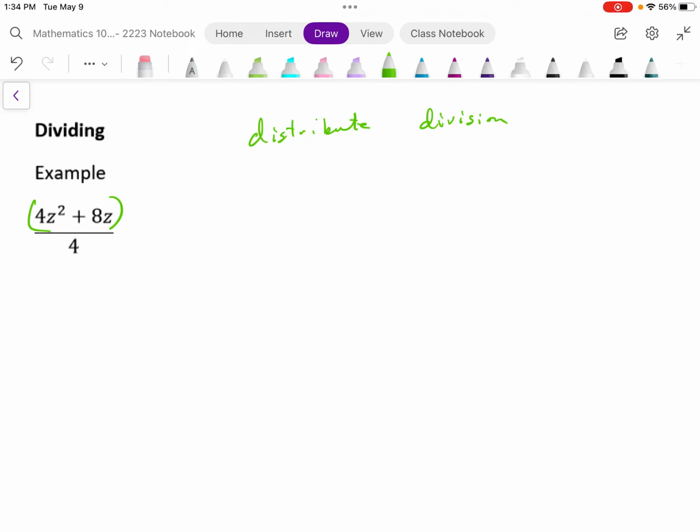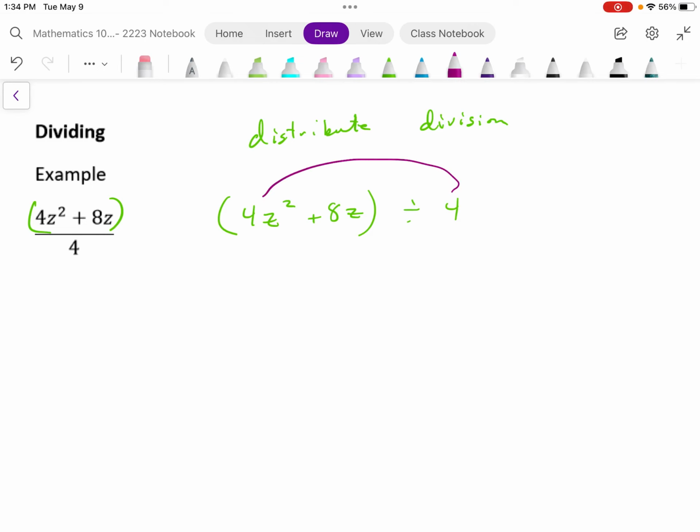So as we distribute the division, what we're going to do is imagine brackets around the numerator. And in fact, they are implied. So I could write this as 4z squared plus 8z divided by 4. And remember that the numerator is in brackets. And I could distribute that division twice. And in fact, that's what I'm going to be doing.